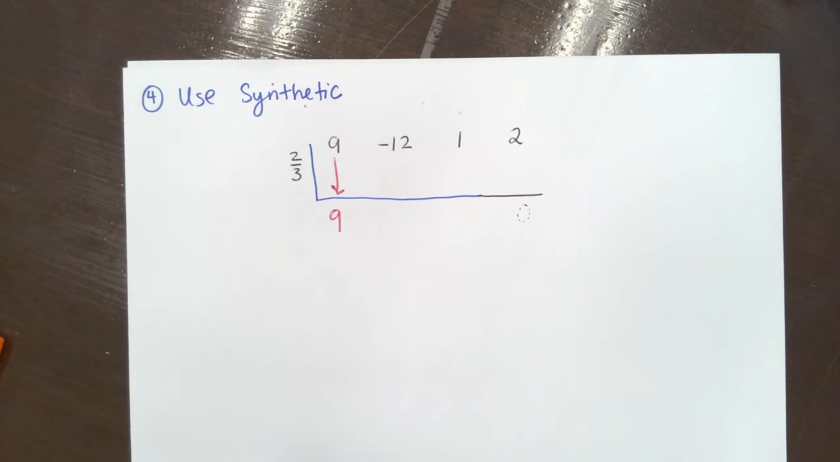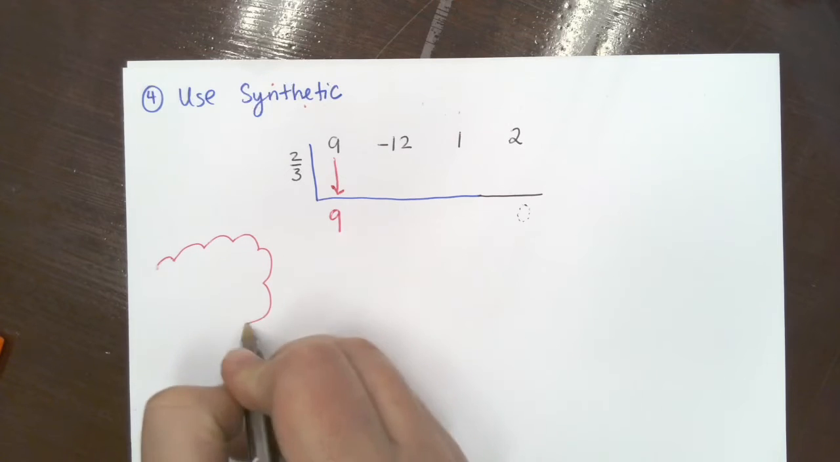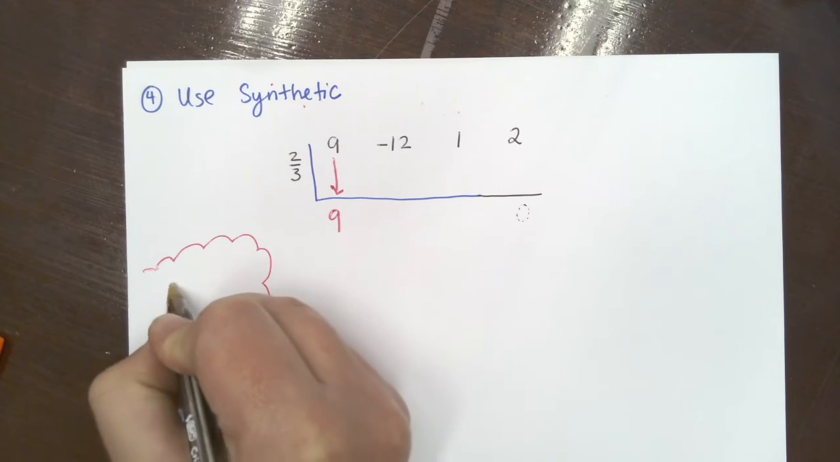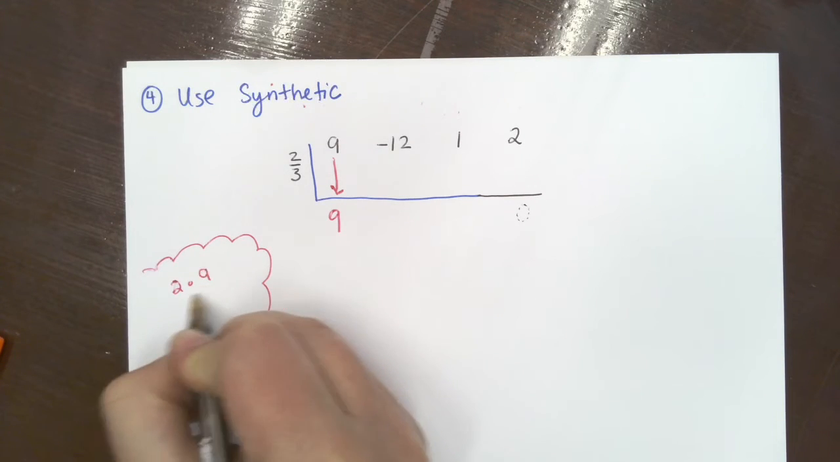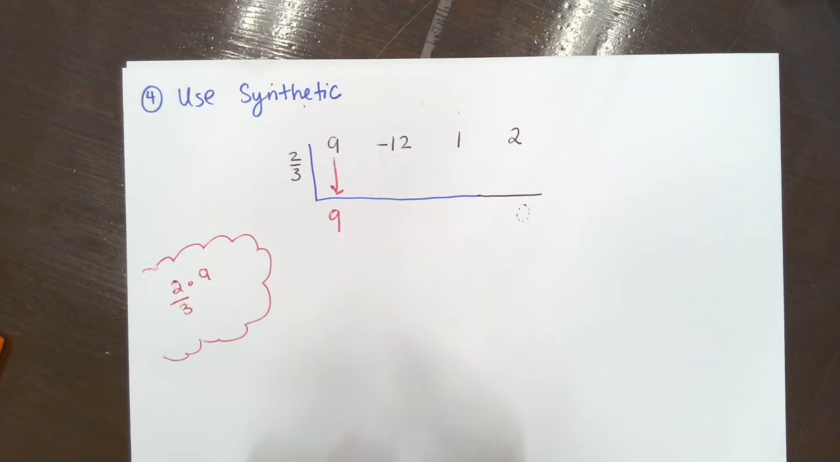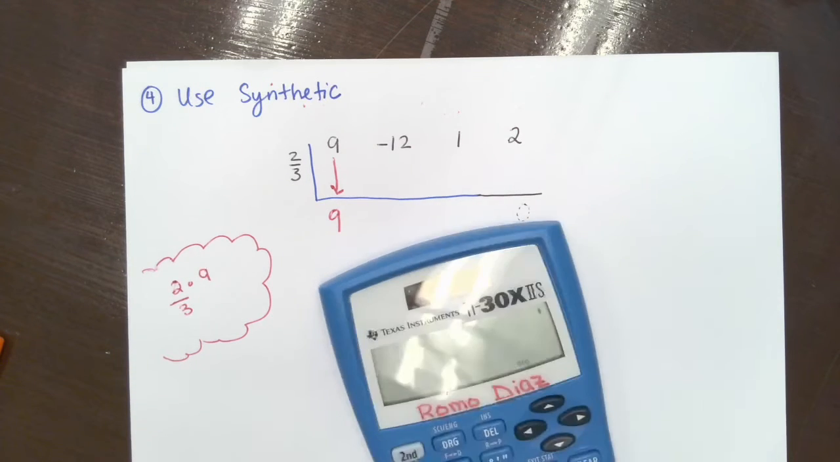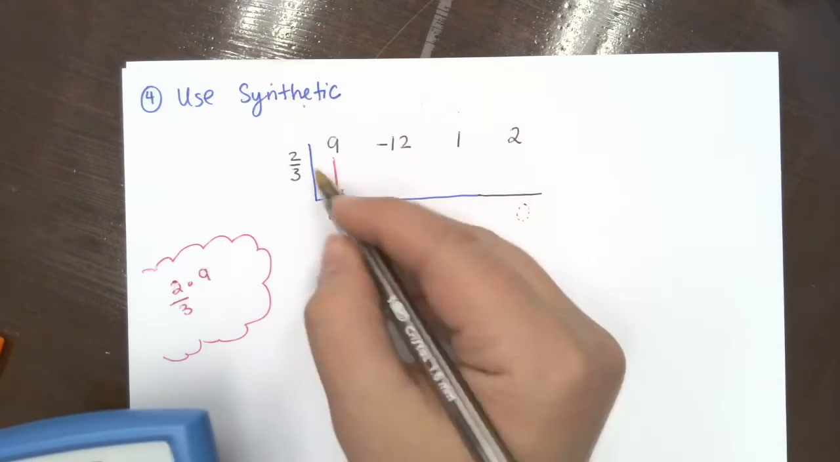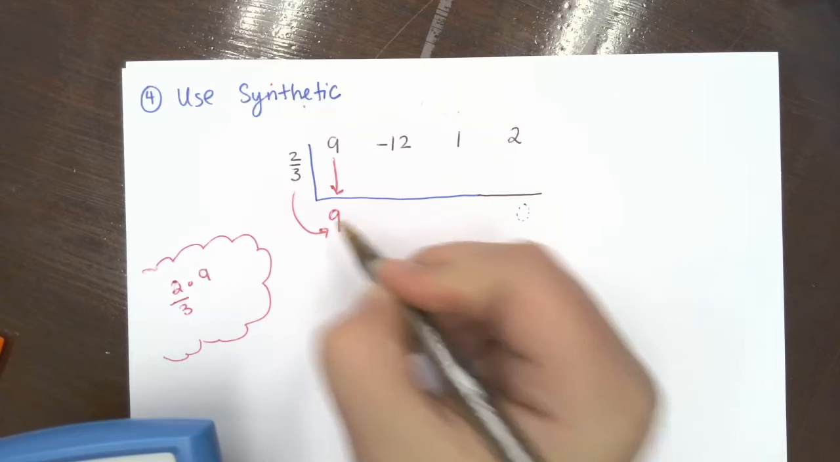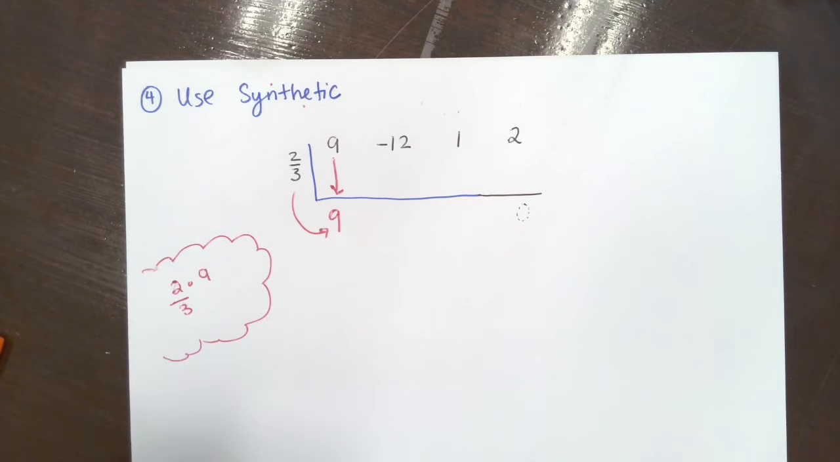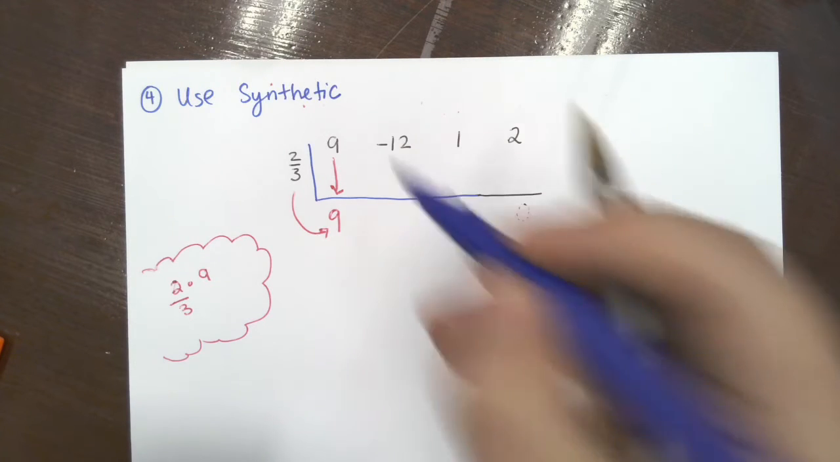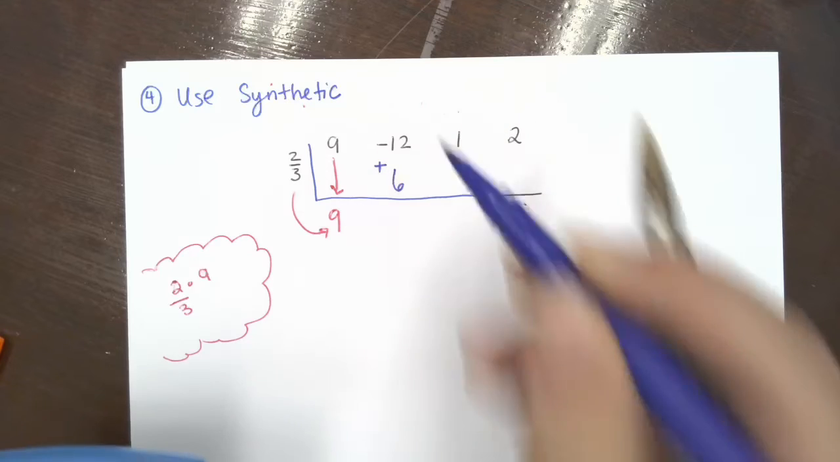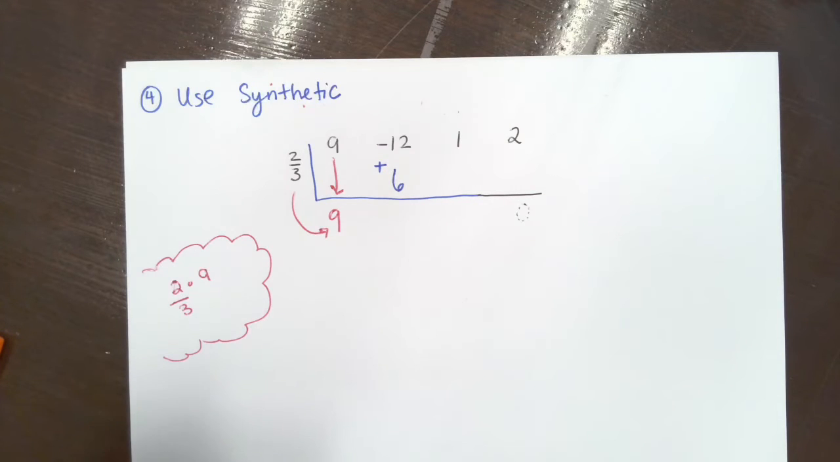With fractions, you're going to multiply, and then you're going to divide. So we're going to do, here's my calculator, 2 times 9 divided by 3, and that is 6. So when we're multiplying on the outside, you're going to multiply the top, divide by the bottom. So that gives us 6. Adding on the inside, we got negative 12 plus 6, and that is negative 6.